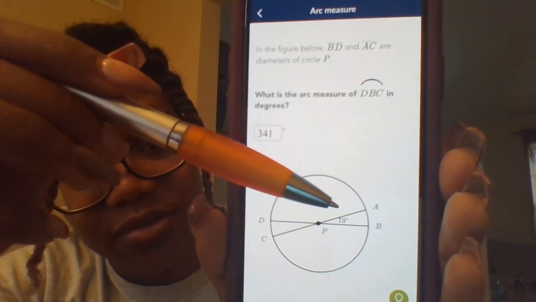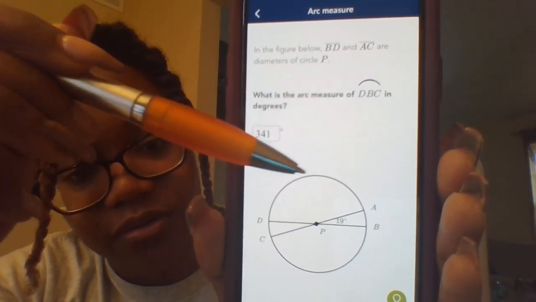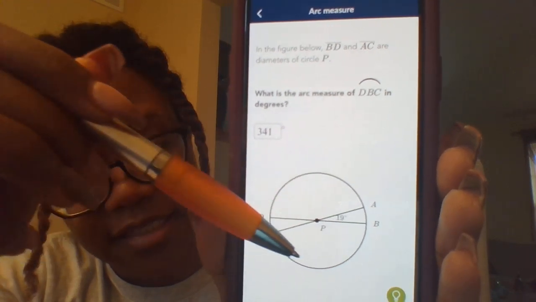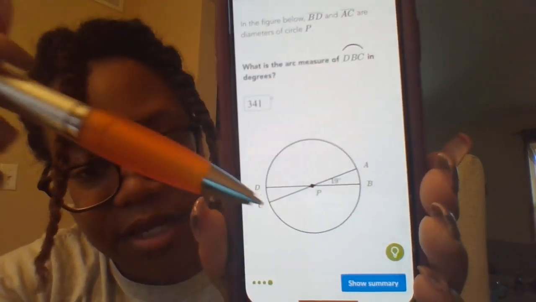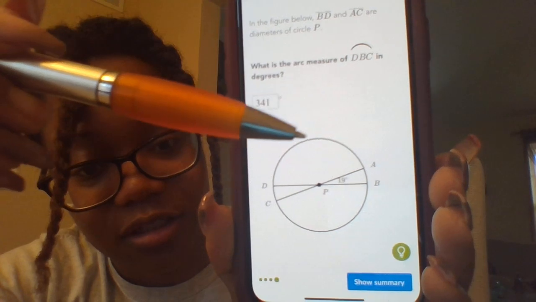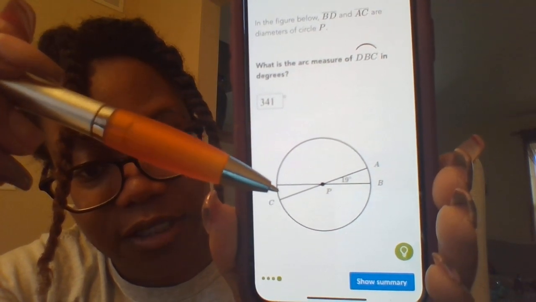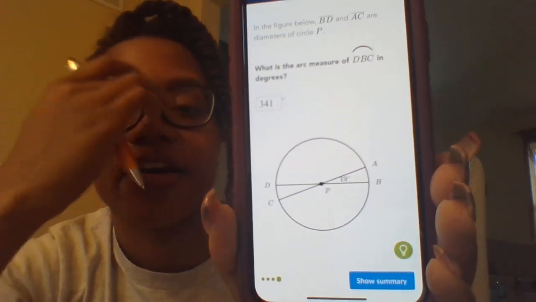So we're asked to find the measure of arc DBC. We're going to start at D, go directly to B, and then end at C. Again, we can't cut through C because it's still a part of that arc. So we're finding the major arc DBC, this whole arc. So we're excluding this little arc here. So it might be easiest to subtract to find the measure of that arc.